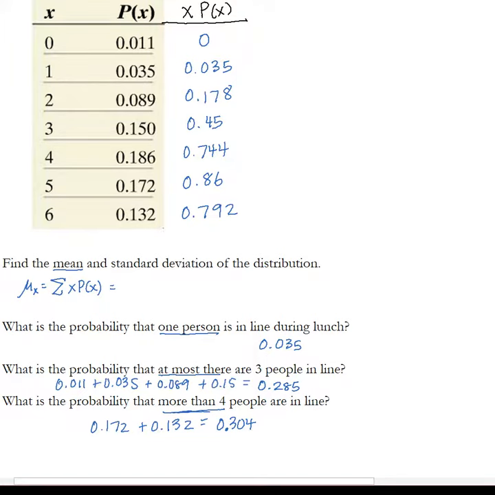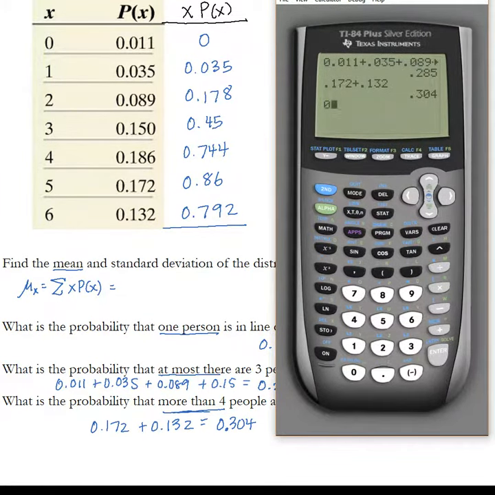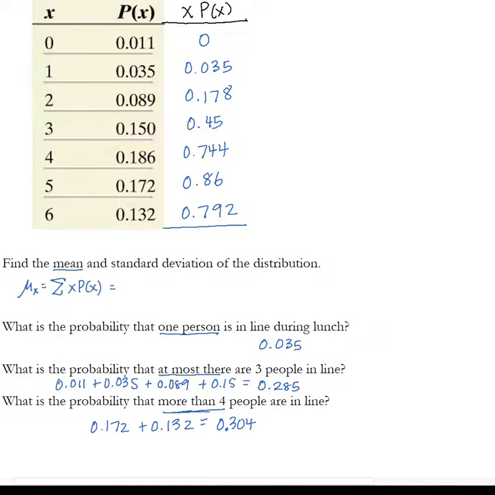To get to the mean, we just need to add these up, right? So here we go. 0.035 plus 0.178 plus 0.45 plus 0.744 plus 0.86 plus 0.792. 3.059 is the mean of the distribution.